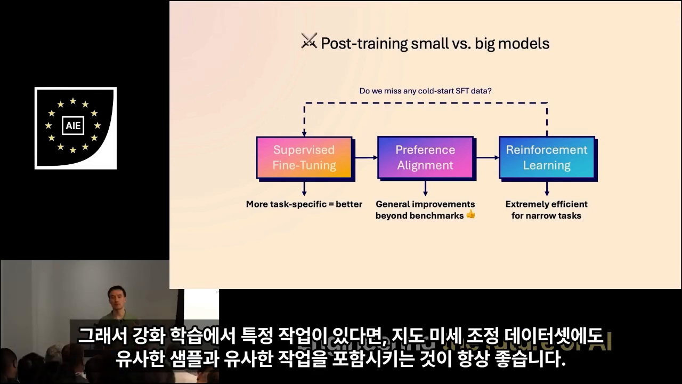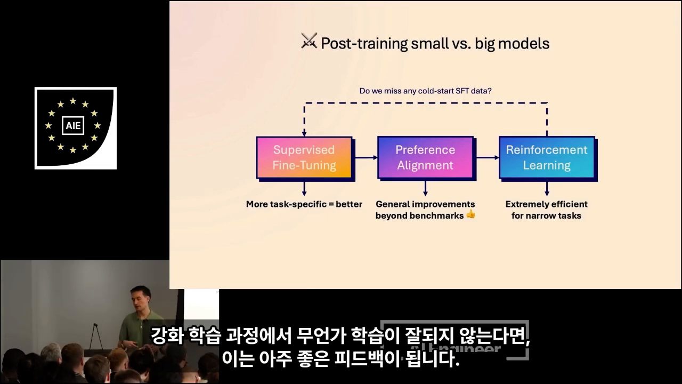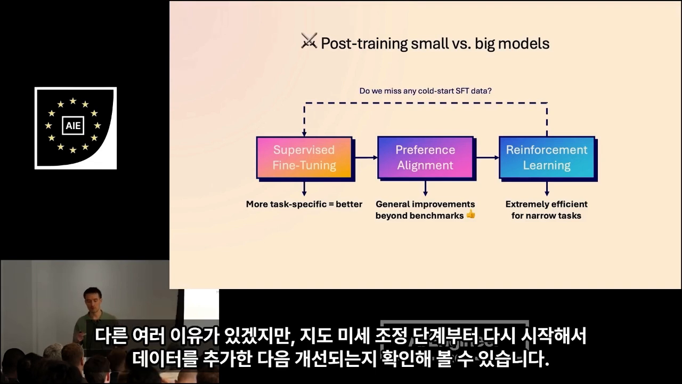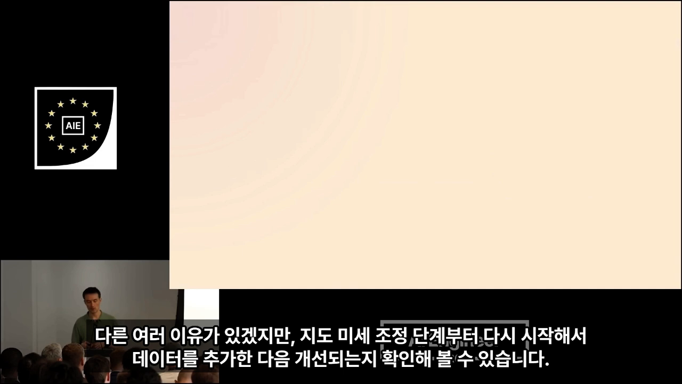If you have a particular task in reinforcement learning, it's always good to have similar samples and a similar task in your supervised fine-tuning mixture. This is good feedback that you can see during reinforcement learning. If something doesn't train very well, it's probably because you are missing some cold start SFT data. Maybe the task is too complex. There are different reasons, but you can try to start again from the supervised fine-tuning stage, add your data, and then see if it improves anything.